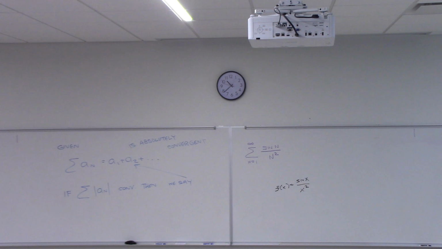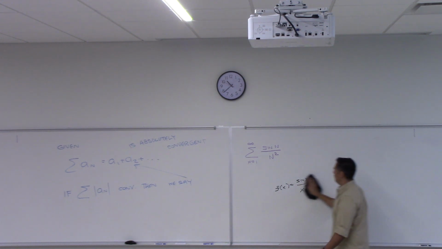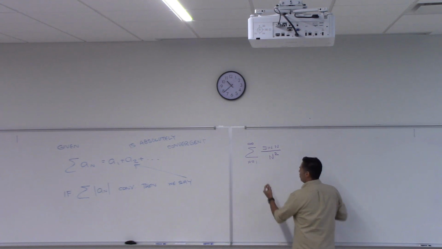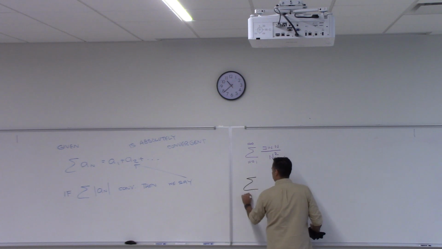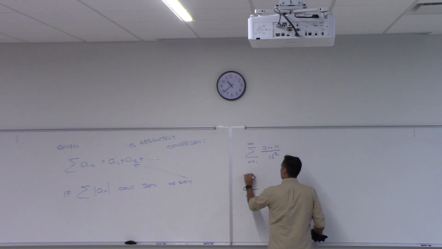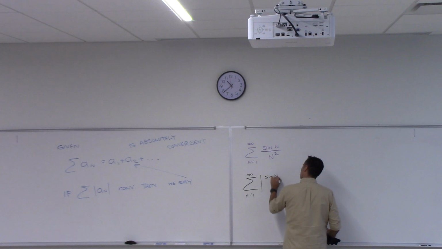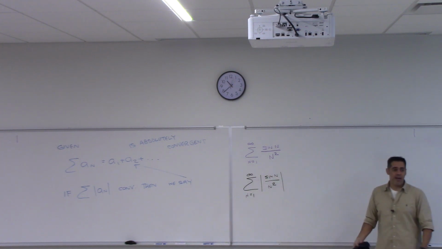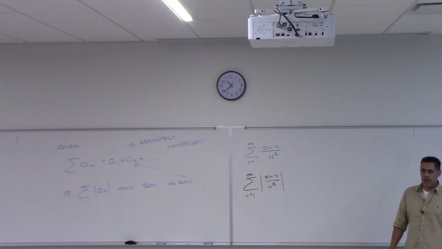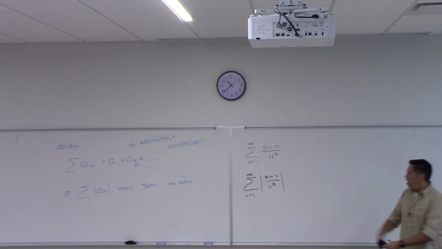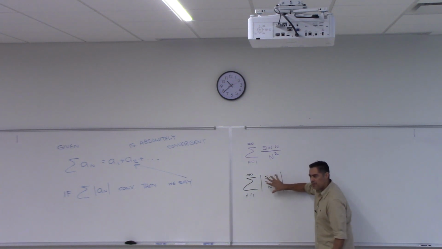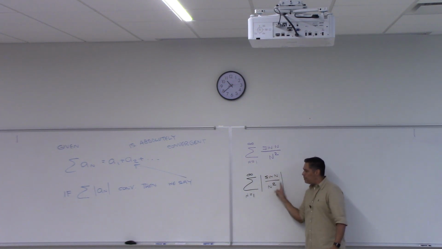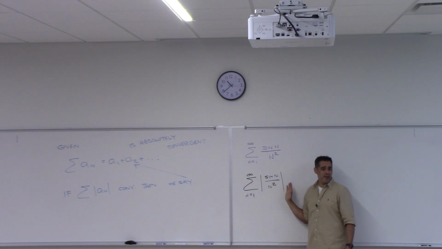Here's what I can say, though. If I look at the absolute value, then I can do a comparison test on this. Can't I compare this to something? Because all of these are positive now. Why? Because I'm taking the absolute value. So I'd like to compare this to something.